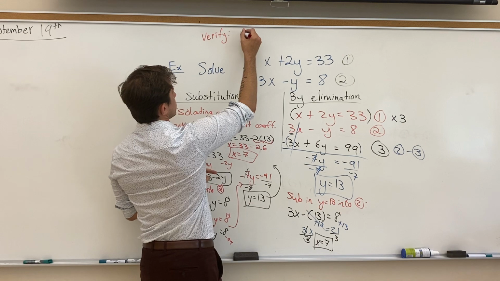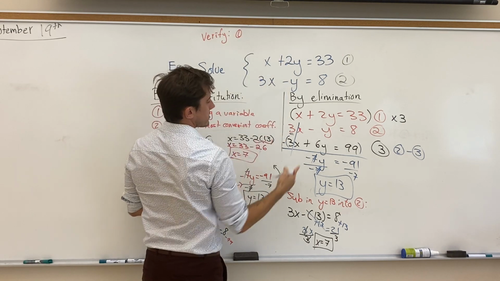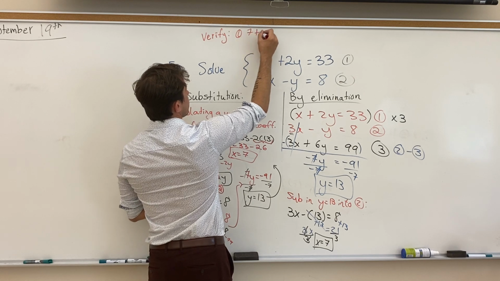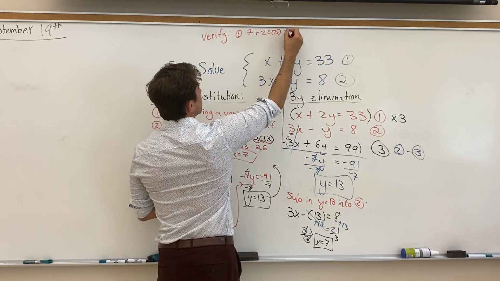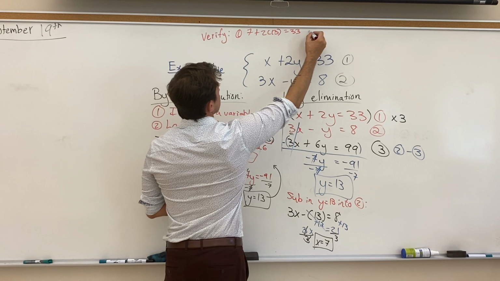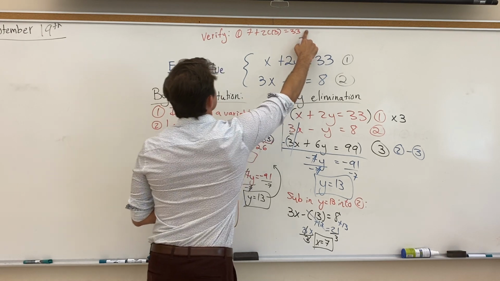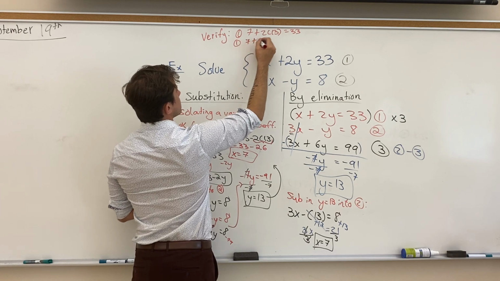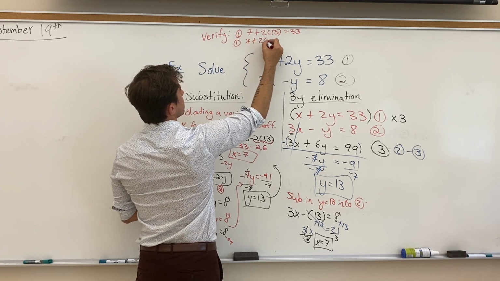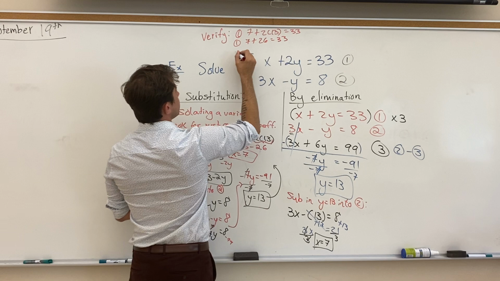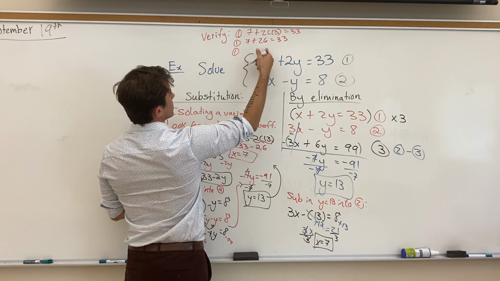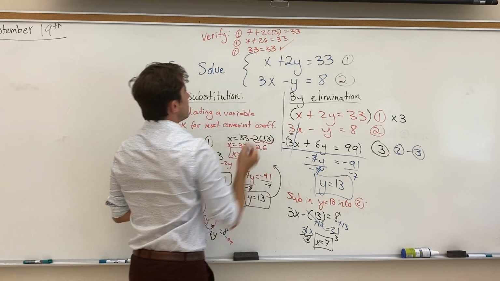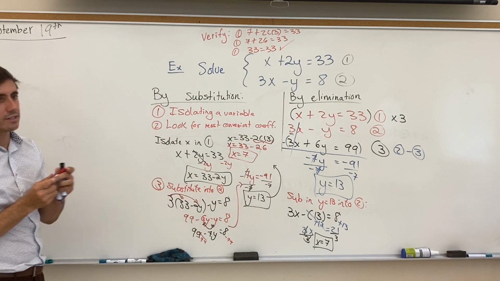So let's look at equation 1 first. x is 7, y is 13, so we'll have 7 plus 2 times 13 is equal to 33. That's equation 1. So now 7 plus 2 times 13, which is 26, is equal to 33. And 7 plus 26 is indeed 33. And so both sides turn out to be equal, which is great news.